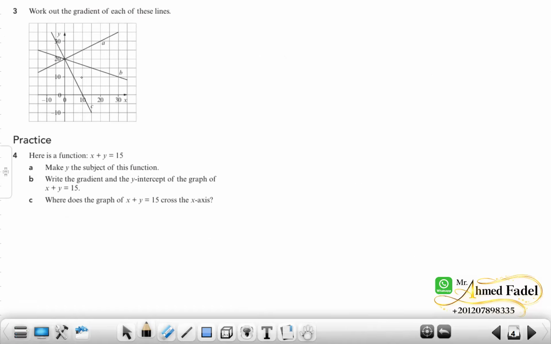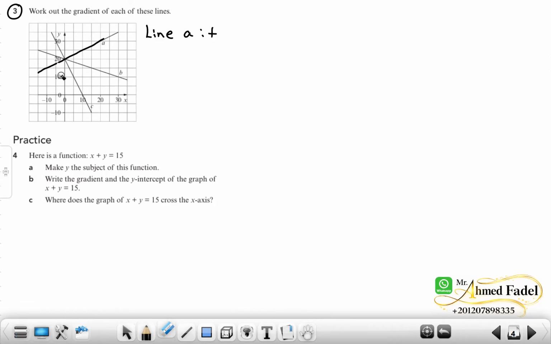Moving on to question 3. Sorry, this is question 4; question 3 is here. Here, they're giving you a graph and they're requesting from you to work out the gradient of each of these lines, line A, B, and C. So I'm going to think right now about line A. The first thing that I need to determine is whether line A is increasing or decreasing. Look at this here at the beginning of the line. It is increasing, so it is positive. Good.